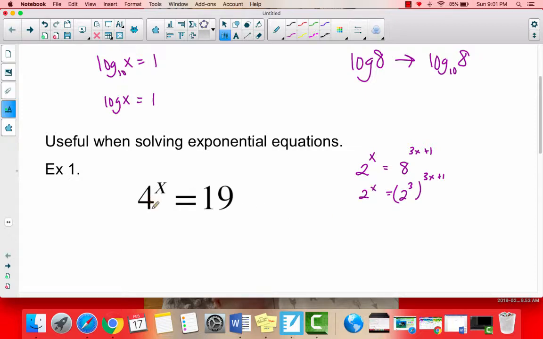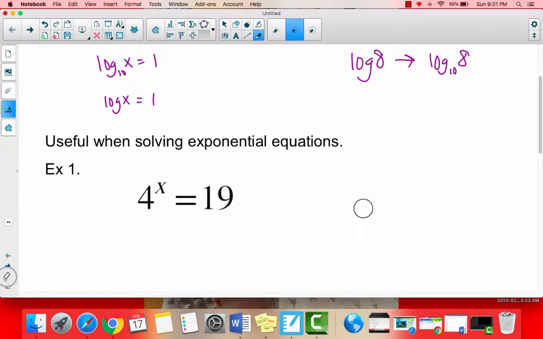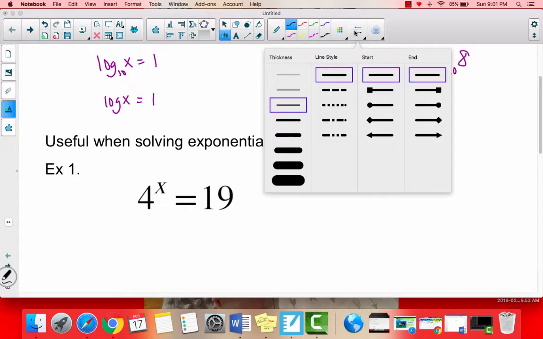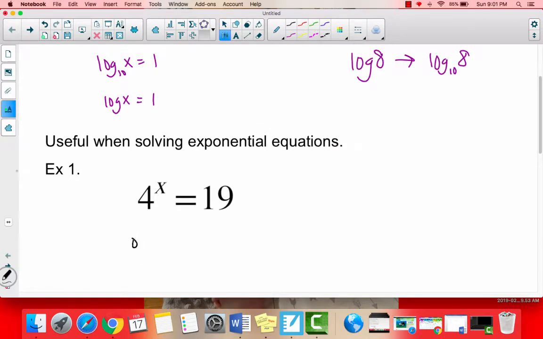Well, now we're looking at an equation where we can't make the bases match. So we're kind of stuck at the moment, and the easiest way to deal with that is to take the log of both sides. So if we take the log of both sides, it's going to look like this: log of 4 to the x equals log of 19. Notice I didn't write the base because we're assuming we're using a base of 10.